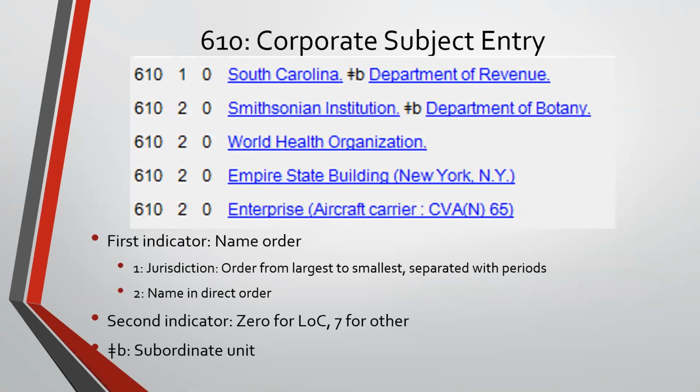Your 610, like your 110, is your corporate subject entry. So this is outlining something as an institution. So here we have 610 South Carolina. This subject heading is about the government of South Carolina, not South Carolina the place. Buildings and ships are also entered as 610 corporate entries, which I always thought was kind of interesting.